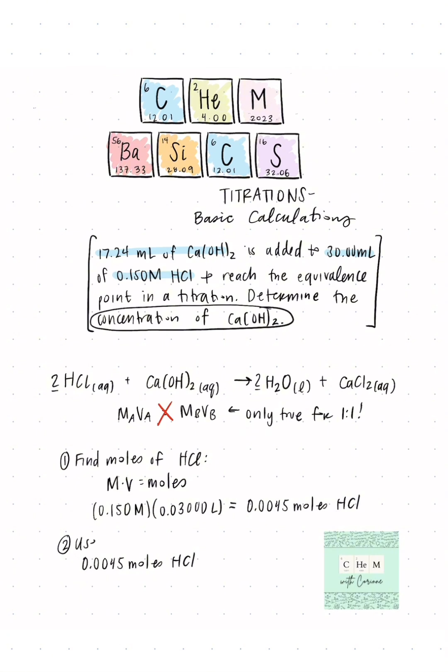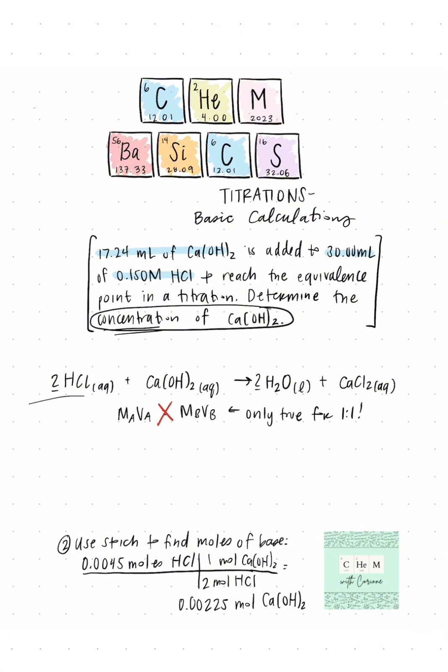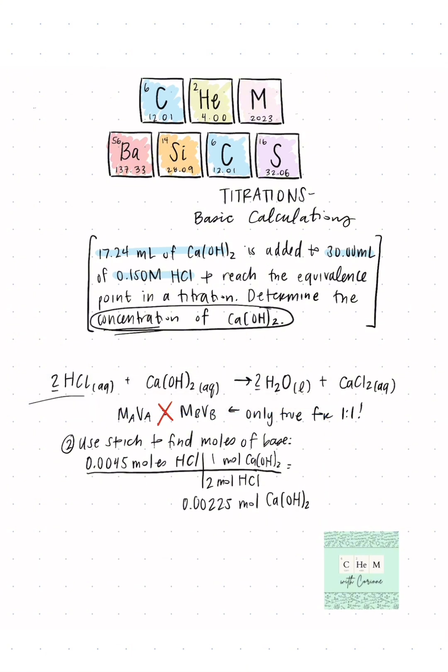Again, it is a 2-to-1 ratio, so I'm just going to take my moles of acid, divide that by 2 to get my moles of base. And we are almost there, hang on. So now I have my moles, I have my volume, I just have to rearrange that equation again. So the molarity is equal to the moles divided by the volume, so I'm just going to have the moles over 0.01724 liters, because again, you got to change that milliliters into liters. I divide that out, I get 0.13051 molar.